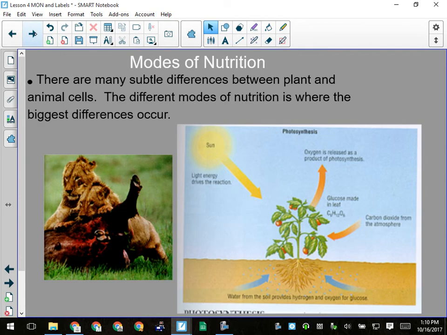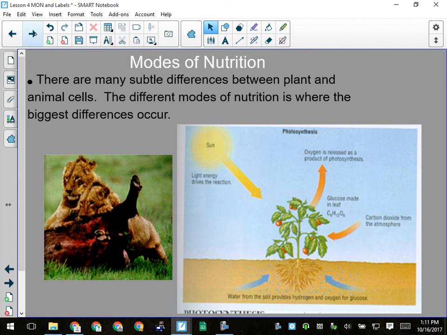So, modes of nutrition. Okay, there are subtle differences between plant and animal cells, and we saw that the other day when we looked at the two diagrams. They do look a bit different, but there were a lot of things the same. The different modes of nutrition is where the biggest differences occur. If you are an animal, you consume other things for food. If you are a plant, you carry out photosynthesis. The raw materials for energy are quite a bit different. For a plant, the only raw materials required to produce energy are water and carbon dioxide and sunlight.